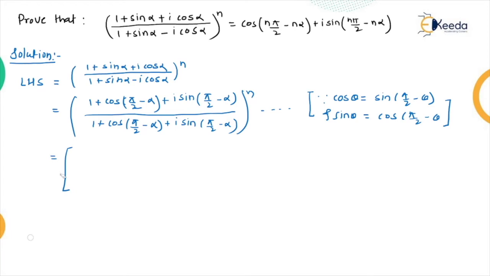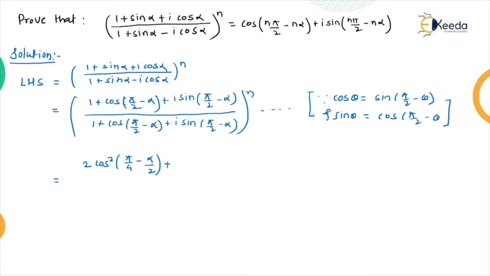In the next step, we have to use the half angle formula. So with the trigonometric formula for half angle, the above step can be written as: 1 plus cos(π/2 − alpha) can be written as 2 cos squared of theta by 2, where the angle is π/2 − alpha, divided by 2, which gives (π/4 − alpha/2).